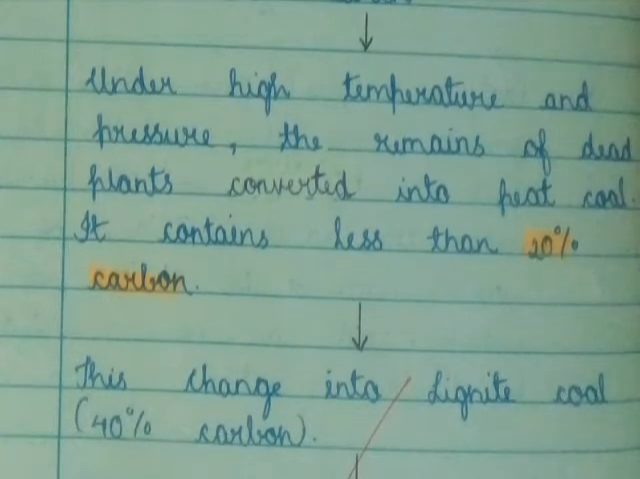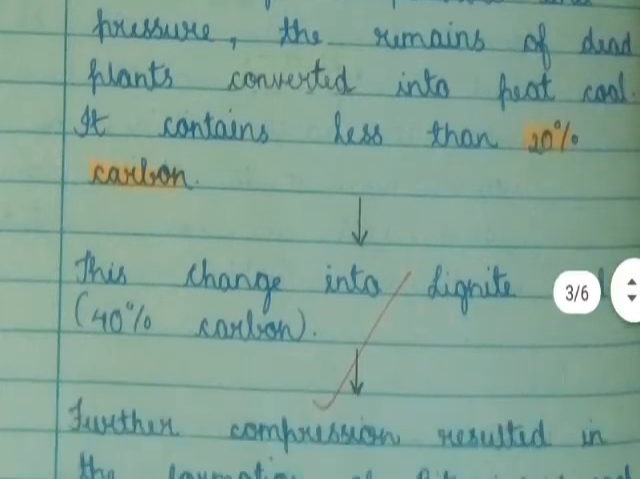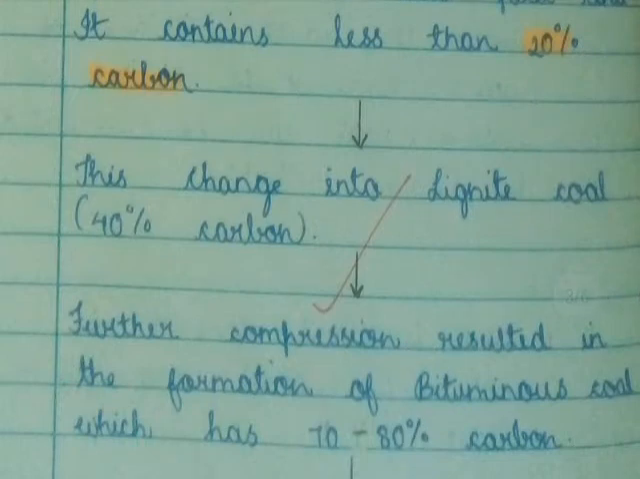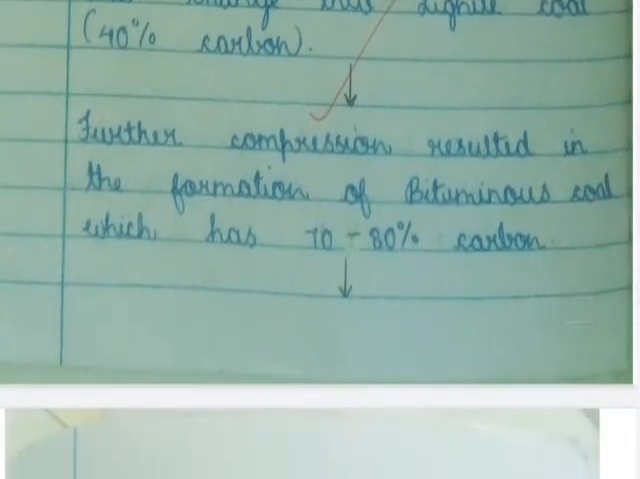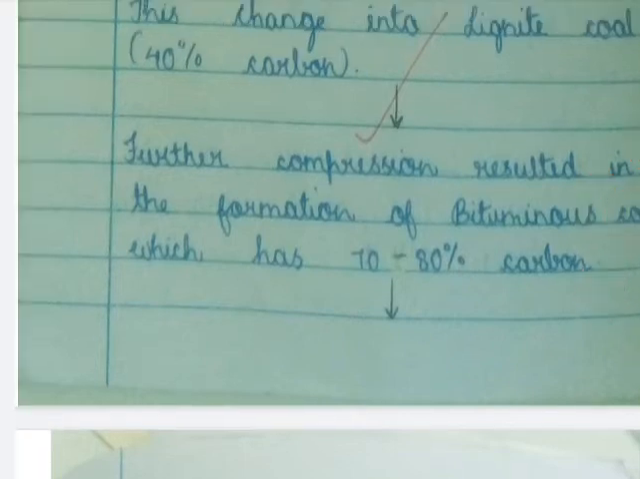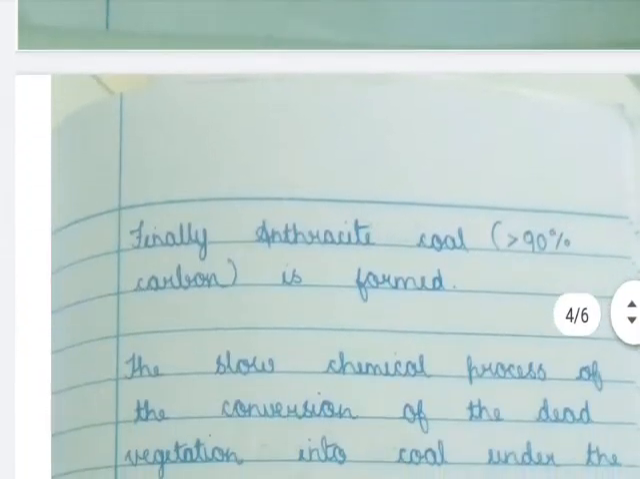Under high temperature and pressure, the remains of dead plants converted into peat coal. It contains less than 20% carbon. This changed into lignite coal, 40% carbon. Further compression resulted in the formation of bituminous coal, which has 70 to 80% carbon. Finally, anthracite coal, greater than 90% carbon, is formed.